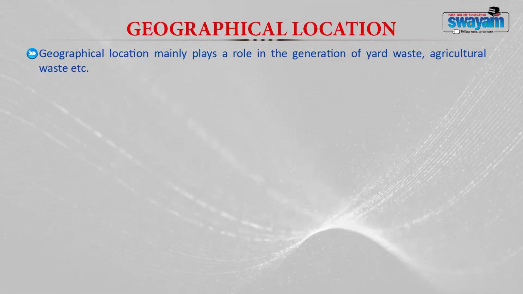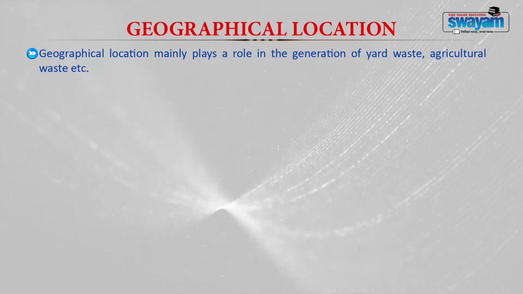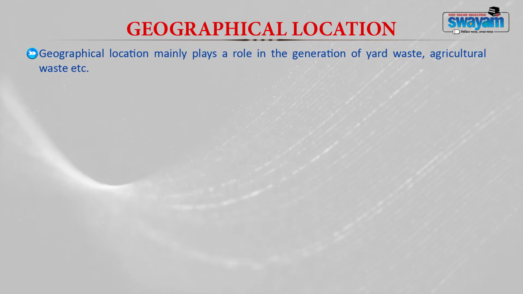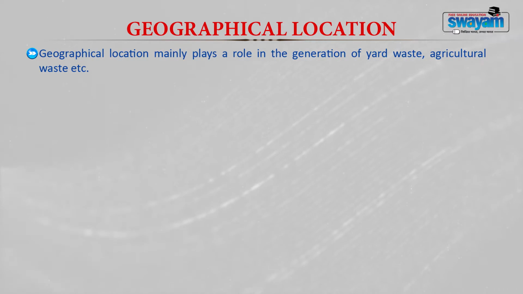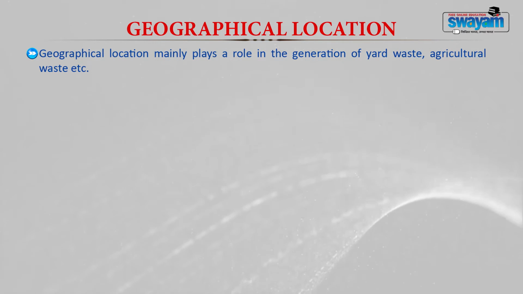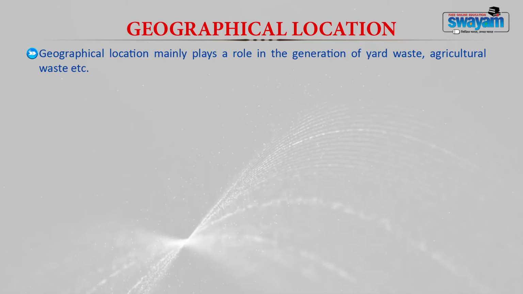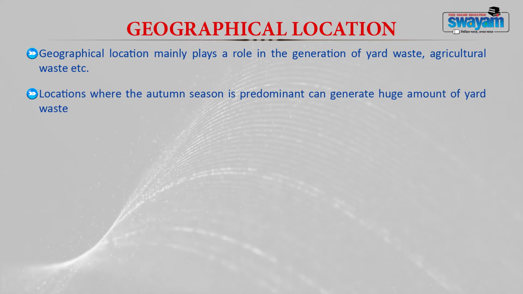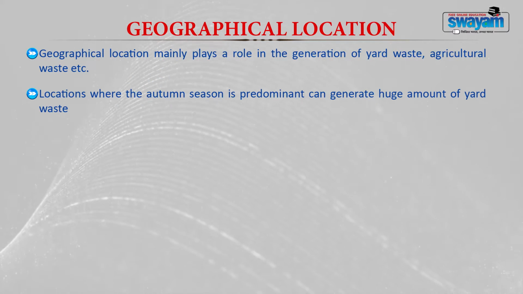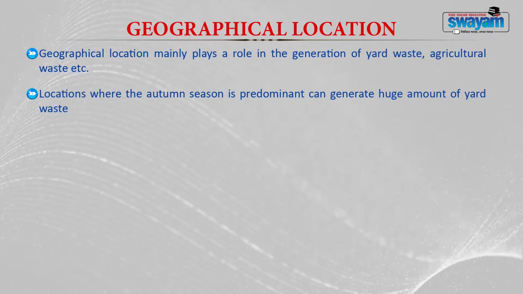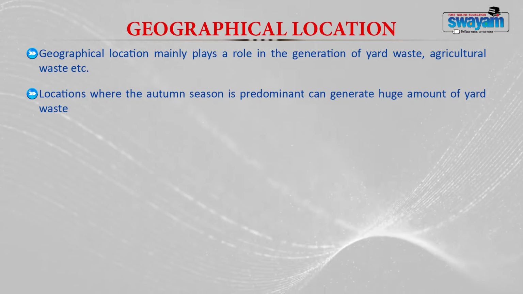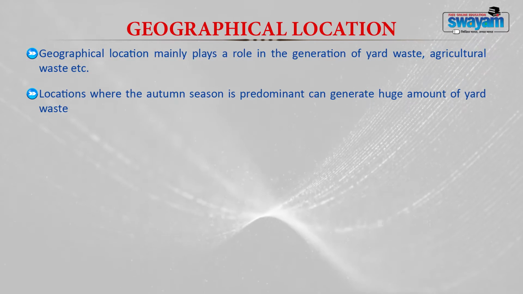The next factor which influences your waste generation is your geographical location. Depending upon the geographical location, your waste generation keeps varying. For example, if you find a place in a hilly area, there the waste generation will be comparatively lesser, because the amount of goods that is being taken to the hilly terrain is much lesser when you compare it to a metropolitan city or a plain area. Also, when the place of waste generation is located in a place where you have an autumn season, then you tend to have more yard waste.